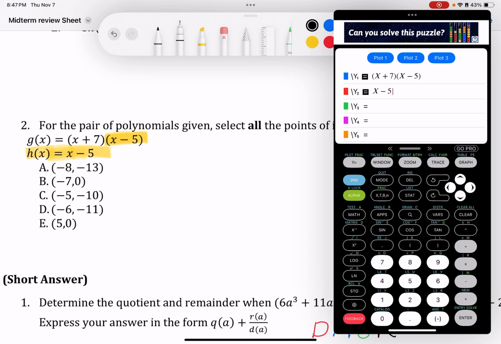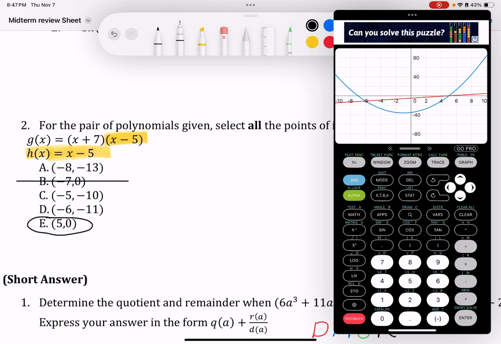And we should already know basically because they have a common factor here. By default, the point 5, 0 should be an answer. But do not pick negative 7 comma 0 either. That is going to be incorrect. You must use this to find out where they intersect with each other. So hit graph.